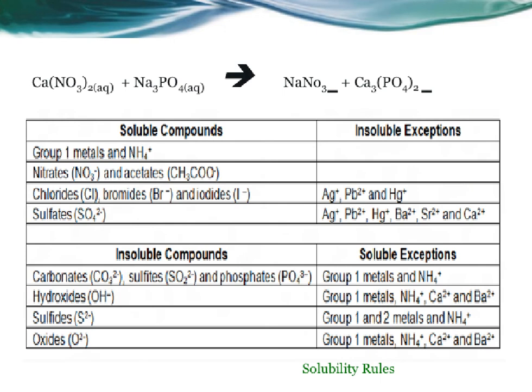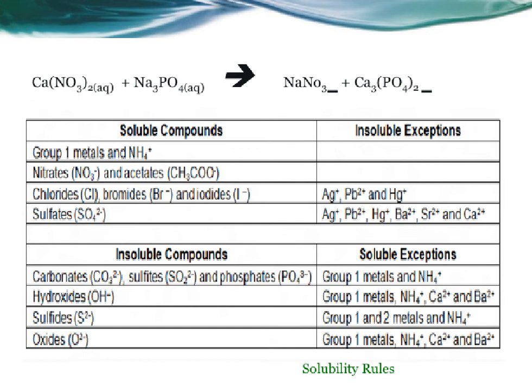When calcium nitrate reacts with sodium phosphate, it produces sodium nitrate and calcium phosphate. We got the products, but how do we know which of the two is a solid, since the problem asks for a solid product? To do this, we have to consider the solubility rules.